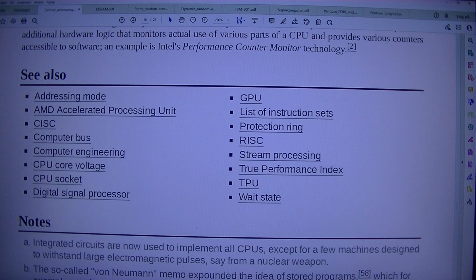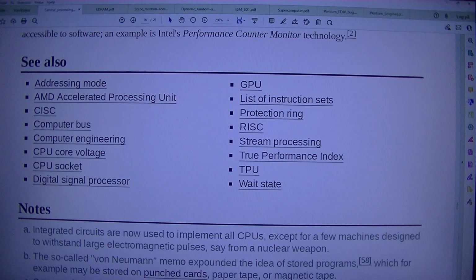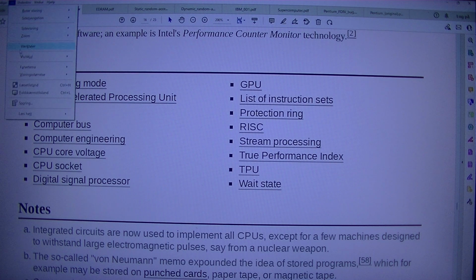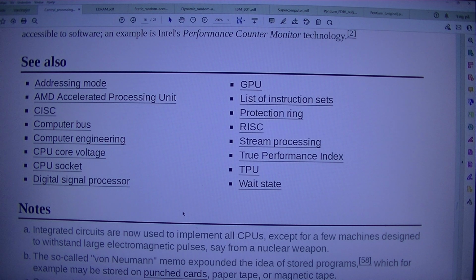2. See also. Addressing mode. AMD Accelerated Processing Unit. CISC. Computer Bus. Computer Engineering. CPU Core Voltage. CPU Socket. Digital Signal Processor. GPU. List of instruction sets. Protection ring. RISC. Stream.